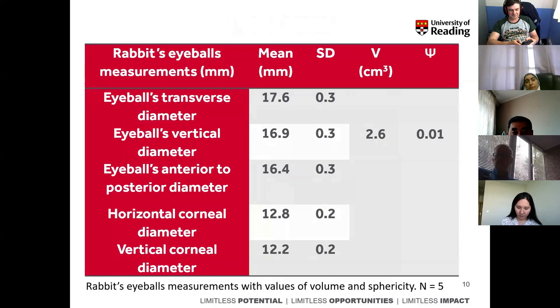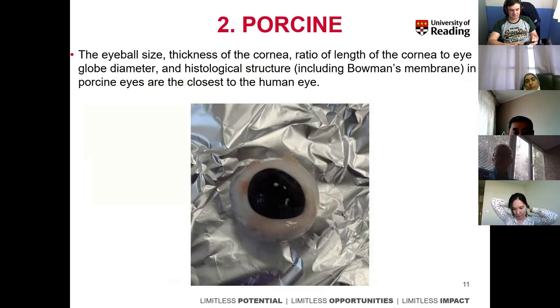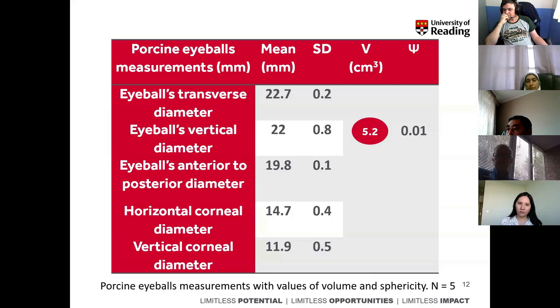Right, the eyeball size, the thickness of the cornea, the ratio of the lengths of the cornea to eye globe diameter, and histological structure, including Bowman's membrane, in porcine eyes are the closest to the human eyeball. So the results of the porcine eyeball measurements with values of volume and sphericity are presented in this table.